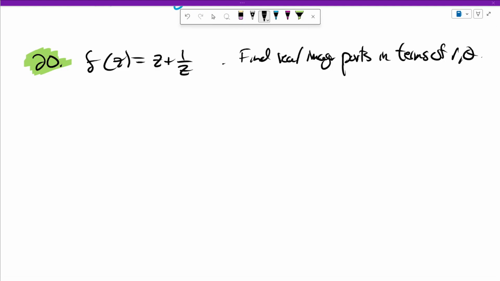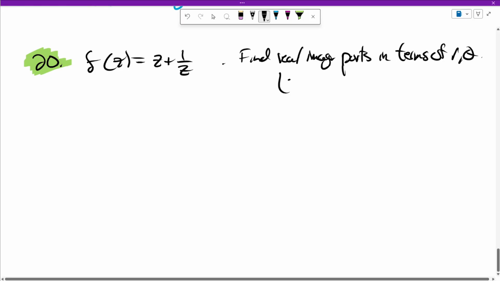In problem 20, we're going to find the real and imaginary parts, but not in terms of x and y. We're going to find them in terms of r and theta. So that is, if we write z as r cosine theta plus i r sine theta, or even put parentheses around the cosine and sine, what are the real and imaginary parts?